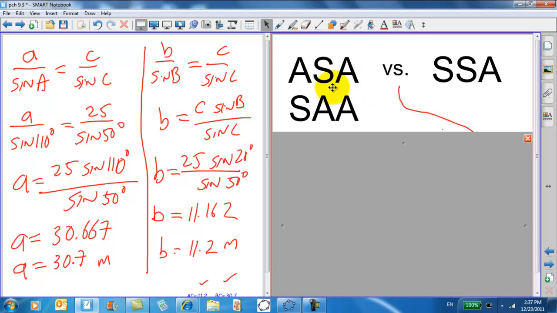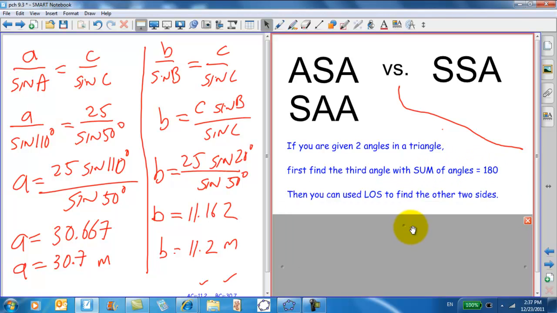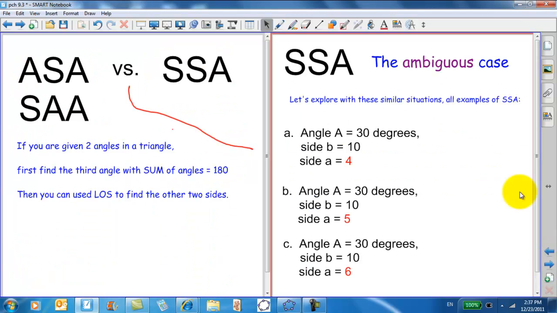In either of these two cases, we're going to find it's easier than side-side-angle, because if you're given two angles, you can find the third angle with the idea that the sum of the angles equals 180 degrees. Then you can use the law of sines to find the other two sides. We're going to find out that it's a little trickier, though, when you do side-side-angle. Okay? So when we go to these types of examples, let's do a practice one first, illustrating this ambiguous case.